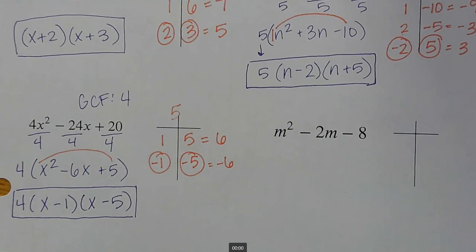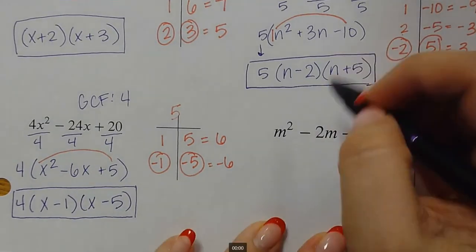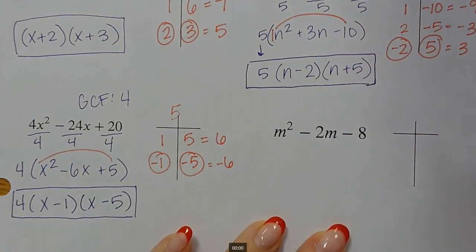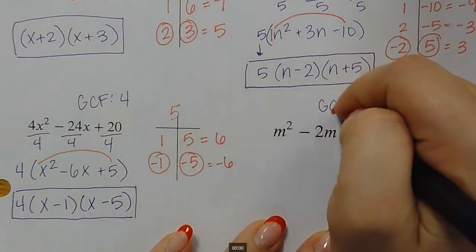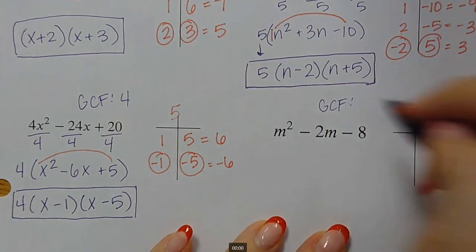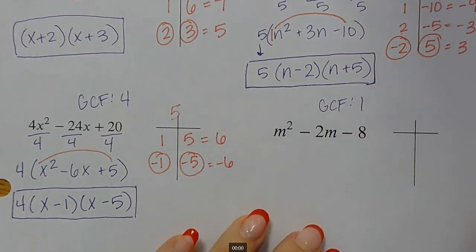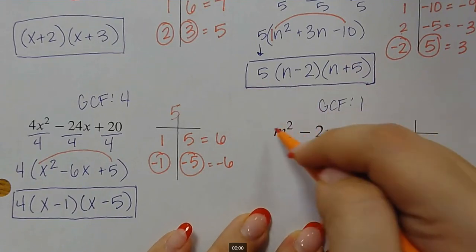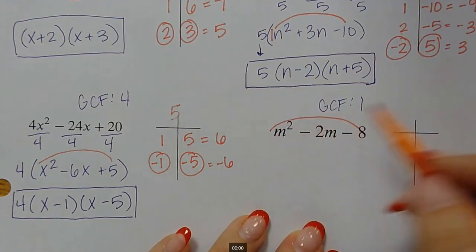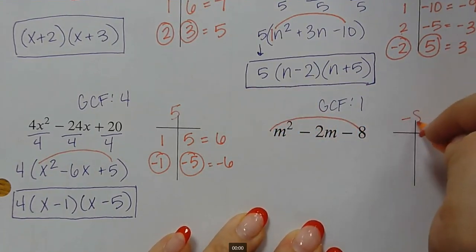All right, ready for the last one on this page? Yes. So we have m squared minus 2m minus 8. GCF of what? 1. So I can go straight into finding a times c. A times c is 1 times -8, which is -8.